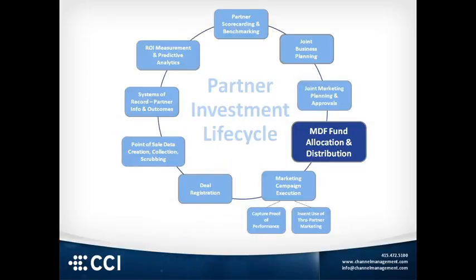Which brings us to the next section, which is really closely tied in, and that being MDF allocation and distribution. And this is where the rubber meets the road. Up to this point, you've been setting strategies and aligning goals and so forth, but at this point, you're actually putting dollars on the table and you're beginning to invest. And this is where we start to assume some risk as we do this.